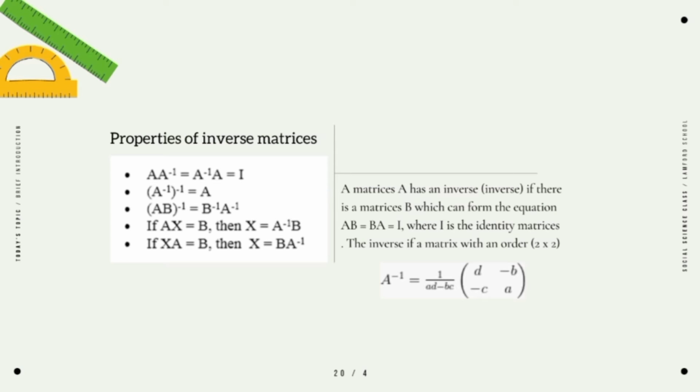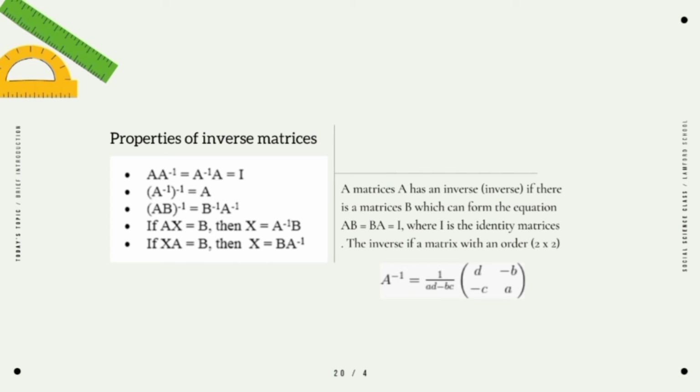And then the third property of a matrix is the inverse matrix. A matrix A has an inverse if there is a matrix B which can form the equation AB equals BA equals E, where E is the identity matrix. If a matrix has order 2 times 2, then the formula is A inverse equals 1 divided by (A times D minus B times C), times the matrix with the positions of the order 2 times 2 matrix rearranged: D, minus B, minus C, and A.